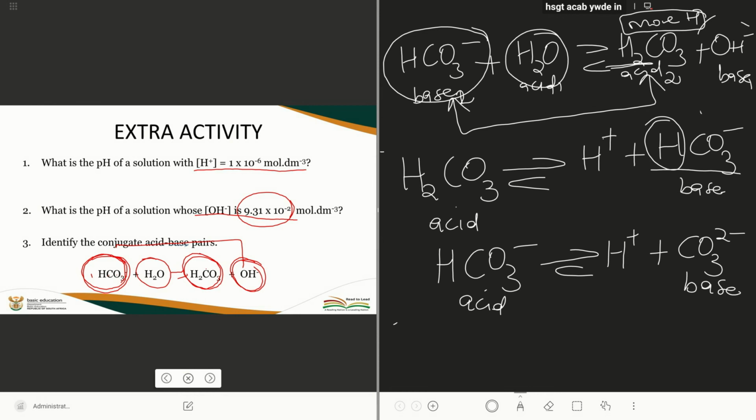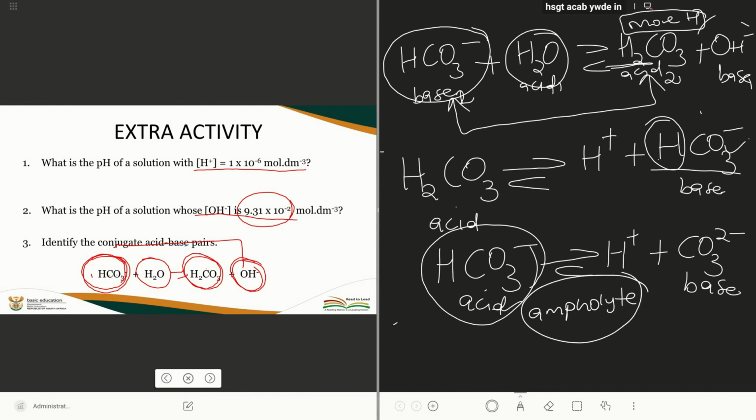This can also serve as one of the examples that we have talked about, because I referred that water is not the only ampholyte that exists, but there are lots of ampholytes that exist. So the HCO3 minus ion here is now an acid, but it was a base here. So when you look at the property of this ion, you can see that this ion can serve as an ampholyte, because in one of the reactions it was an acid, and in the other reaction it was a base.